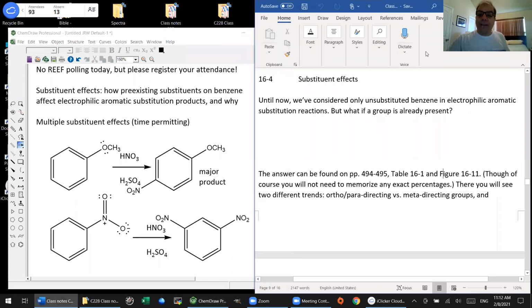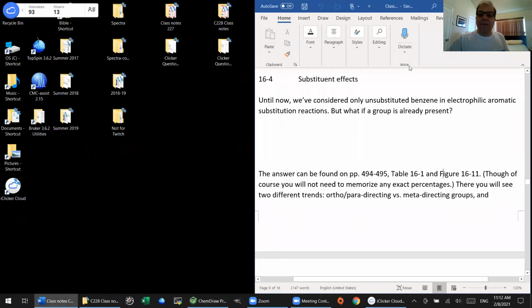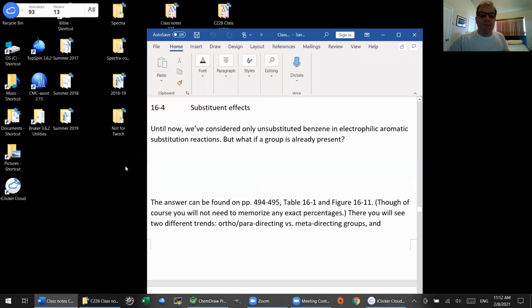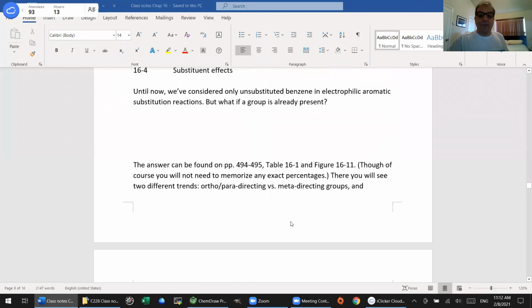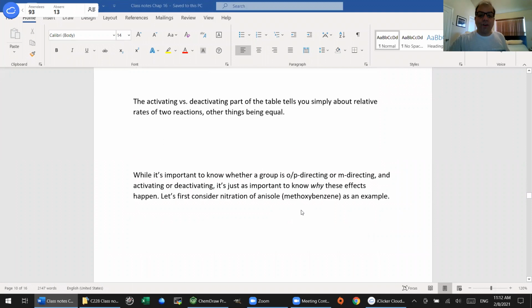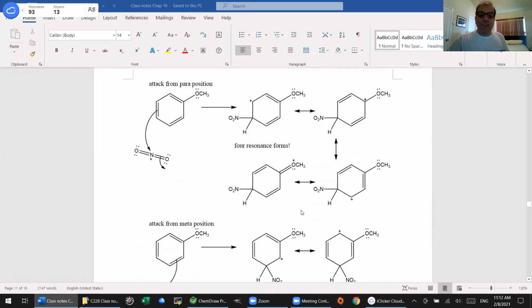Good, so that being said, let me see if I can move this down here. Goodness, why does that look so weird? I think, at least for now, I'm just going to be using the Word document. Good, so let's go back to the reaction we were talking about.